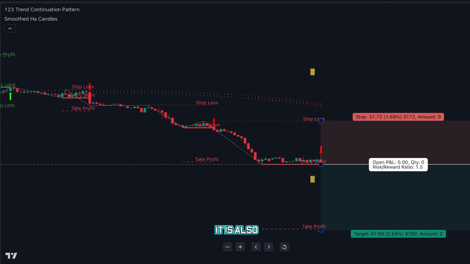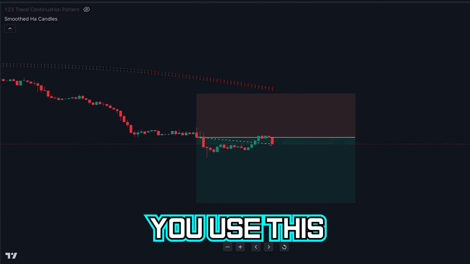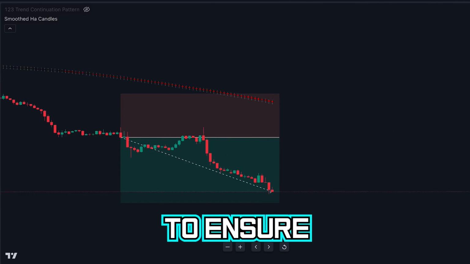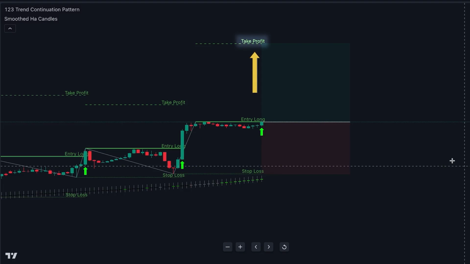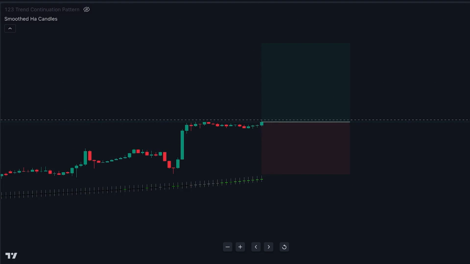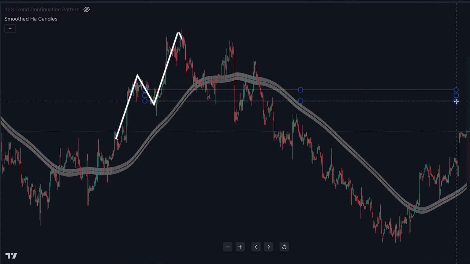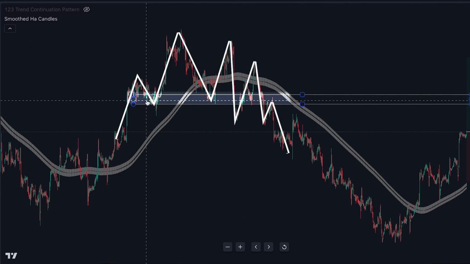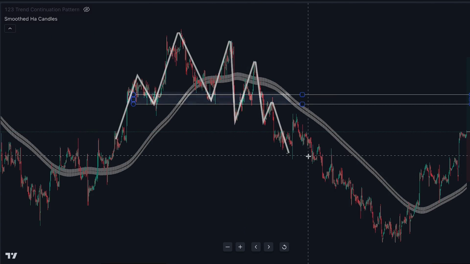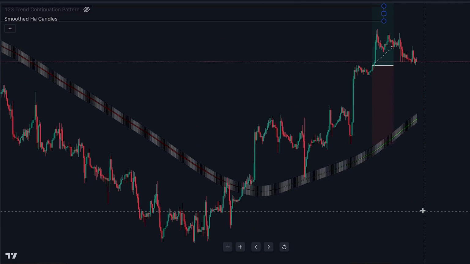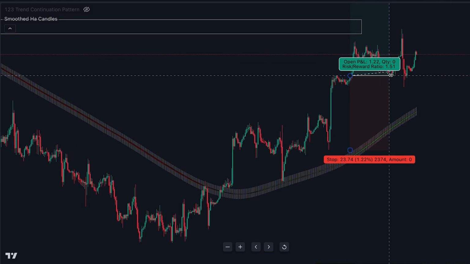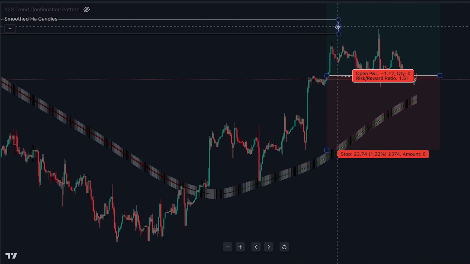When entering positions, it is also important to ensure you use this alongside your technical analysis to ensure the take profit level is reasonable. For example, here we can see that we have a take profit level of 1.5, but if we look closely at market structure we can see that there is a strong level here of rejection. Once price gets to this level, you may want to tighten stops to prevent the market from running against you, protecting you from losing profits in the event this happens.